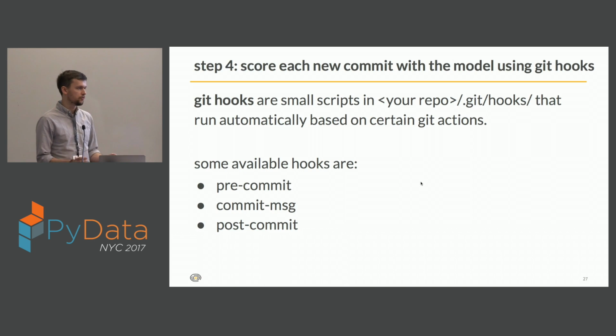So Git hooks are scripts that run automatically every time you take a particular Git action. For example, you could have a pre-commit hook that runs before you make a new commit: before it gets saved, before it gets recorded, this pre-commit hook script will run. There's another one for commit messages, which runs every time you try to save a commit message. And the one that we care about is the post-commit hook. Every time you make a new commit and record it, this post-commit hook script will run.